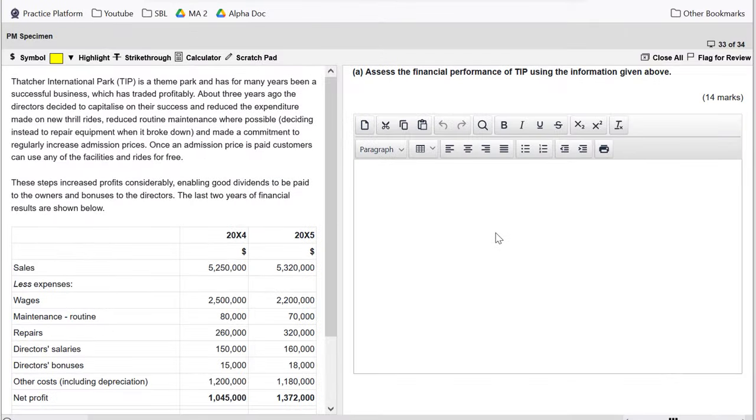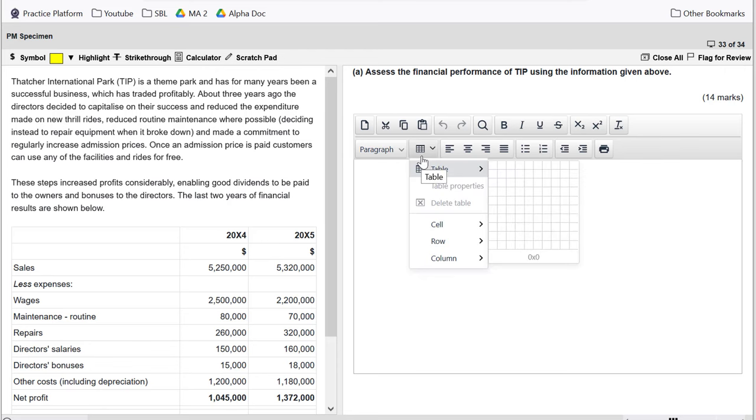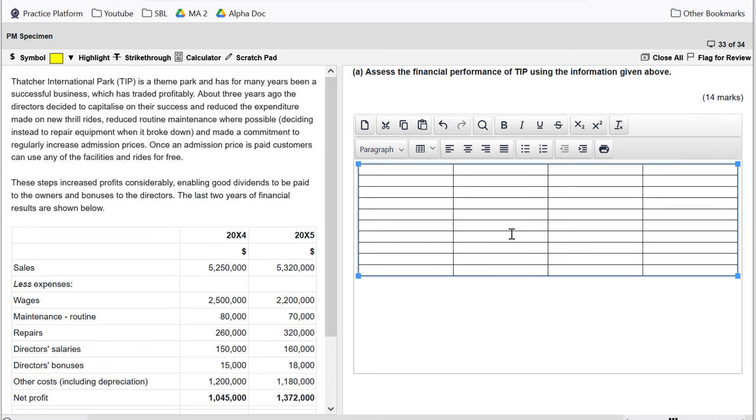A more difficult requirement is assessing performance, as we see right here on the screen. Here, you're going to start with a table every time. I see 14 marks. I'm going to build a table. It's going to be 4 columns, and 1/2 of 14 is 7. Add a little bit more, so I'm going to run this down to 9 or 10 rows. I'm always going to use 4 standard column headings when I am assessing performance: metric, working, result, discussion.